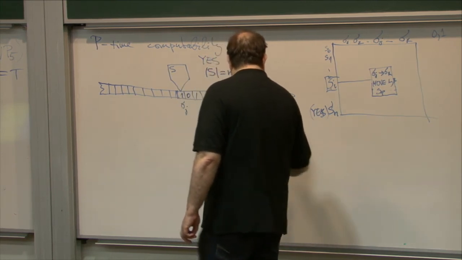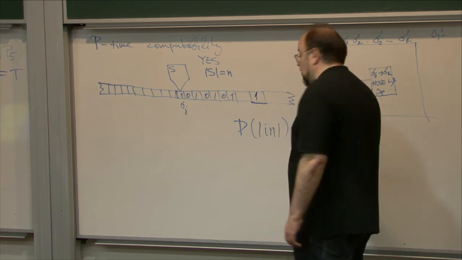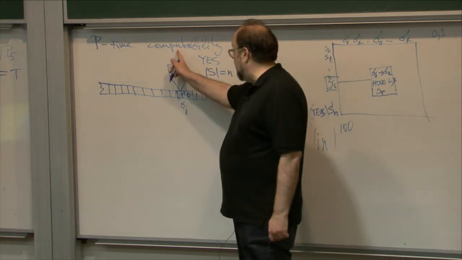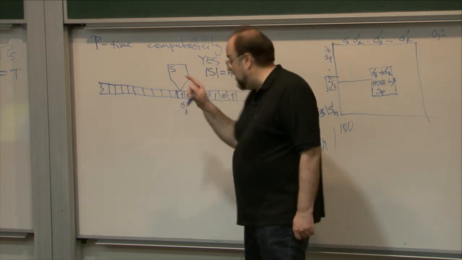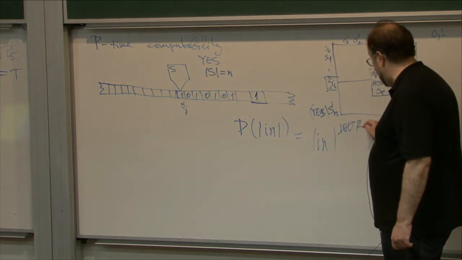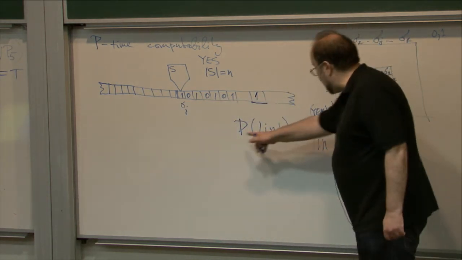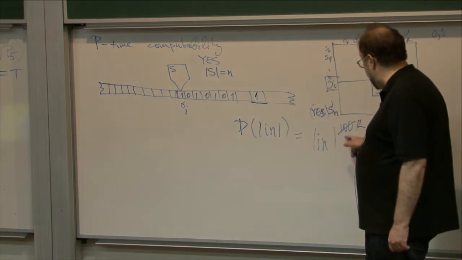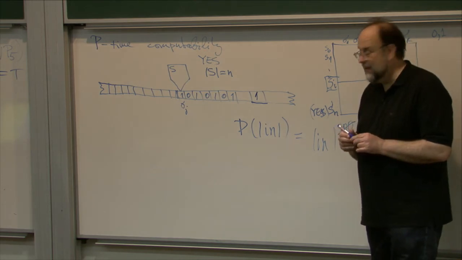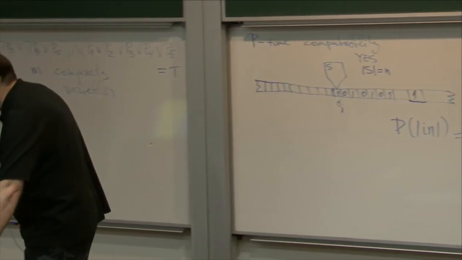Let's write it like this. Say, length of the input to the power 100 is good enough, right? So we say that something is computable in polynomial time if there exists a natural number k, so that for any input, the machine will stop in a number of steps that is at most length of input to the power k. Right? This is what we call that an algorithm is feasible.